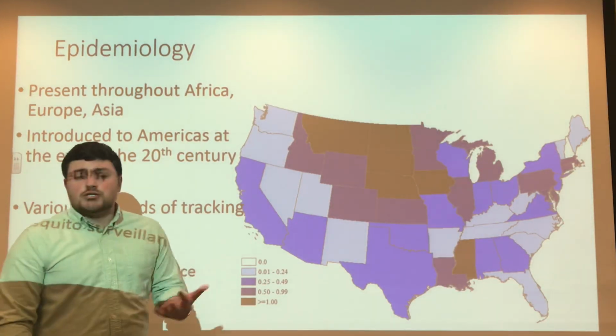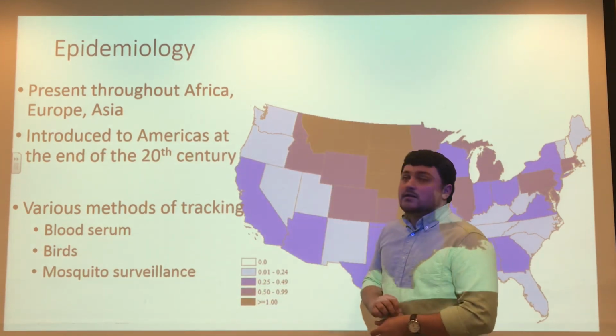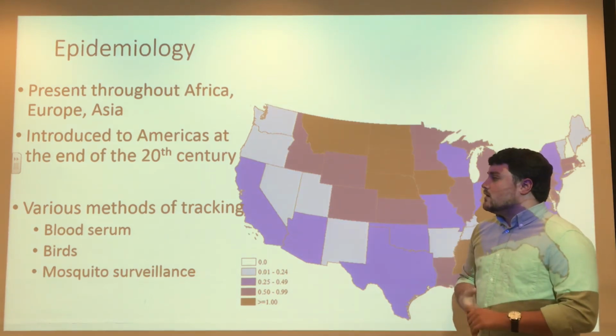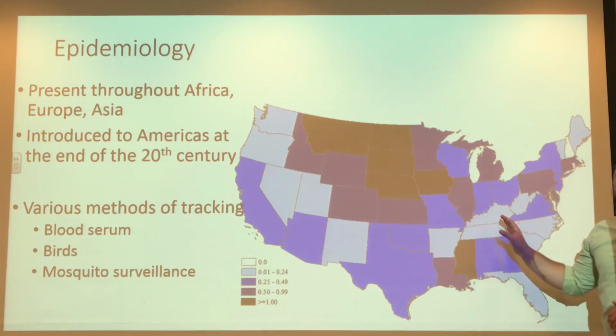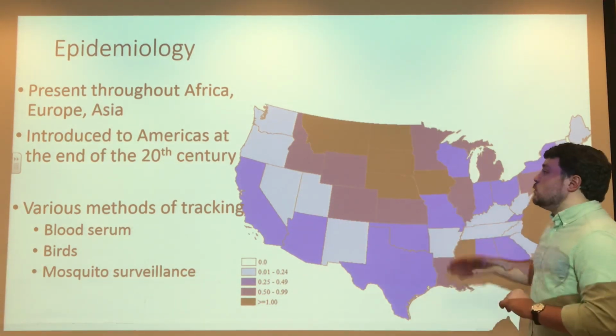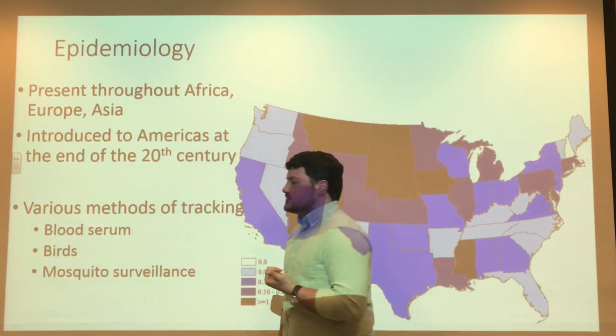Now, as I mentioned earlier, the virus is present in all continents except for Antarctica, and it's definitely here in the United States. It was introduced in 1999 to the Americas. This figure here illustrates some of the concentrated areas where there were reported cases of neuroinvasive West Nile virus, with the darker regions indicating states where there were the highest numbers of those cases.